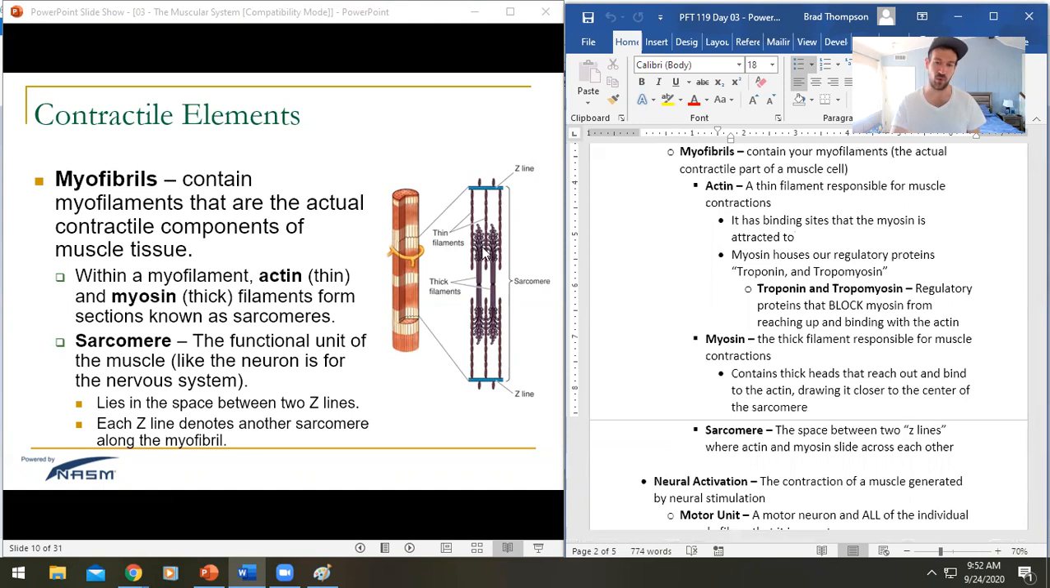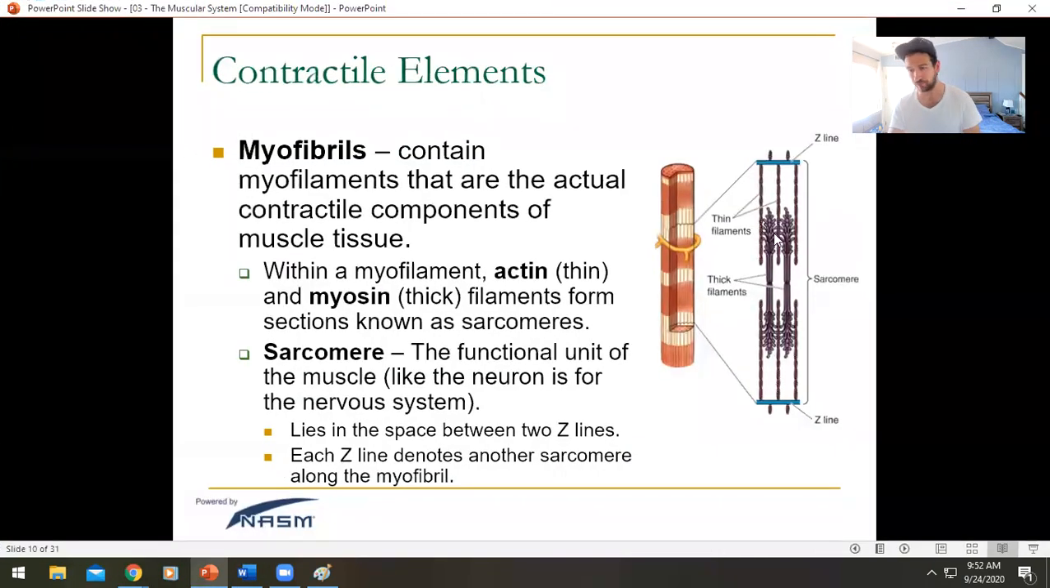Myosin is the middle one here. That is the thick filament responsible for muscle contractions, right? So you've got thin filaments and you've got thick filaments. And here's the thing. Look at the thick filaments. See all these little fuzzy things reaching off of them? They're little club-like heads, right? Well, your actin, this little thin filament, has a whole bunch of little slots for those heads to reach up and grab.